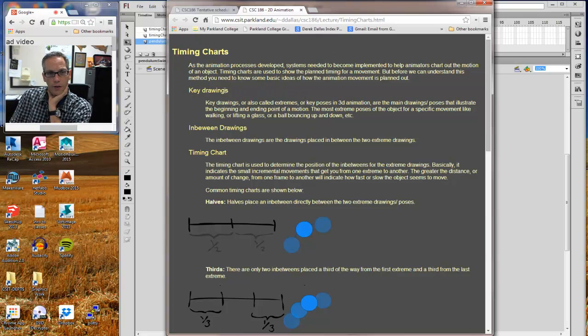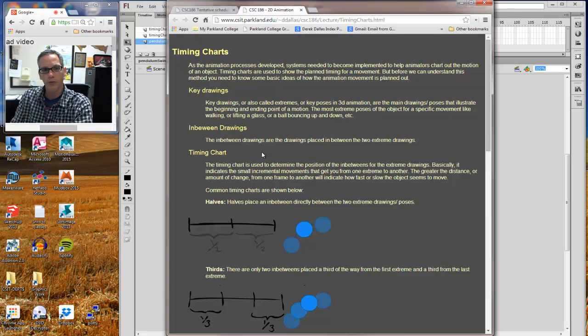So we have our key drawings, and then what we have is what's called in-between drawings. The in-between drawings are the drawings placed in between the two extreme drawings. Meaning you have a pose like this and a pose like this, and then you've got to have the drawings that go in between and bridge those two poses, whatever they might be.